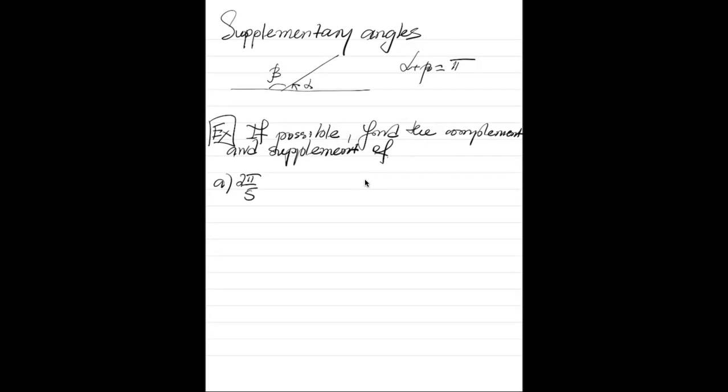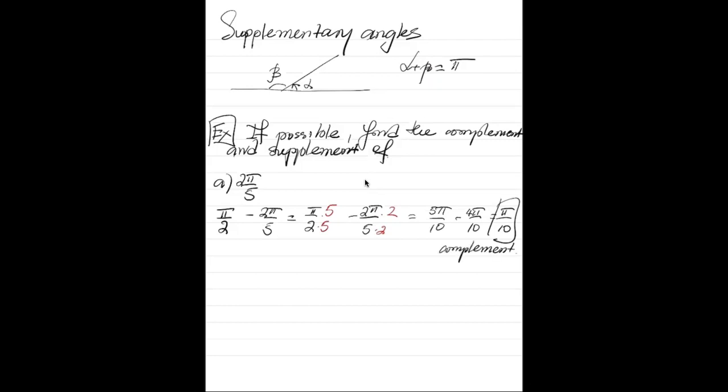So with 2 pi over 5, if it has a complement, then both of them together will add up to pi over 2. So if I simply subtract the given angle from pi over 2, and I find a reasonable angle, then I have it. The common denominator should be 10. Let's multiply by 5, top and bottom, in the first fraction, and in the second fraction multiply by 2. So now they have the same denominator: 5 pi over 10 minus 4 pi over 10. So that's pi over 10.